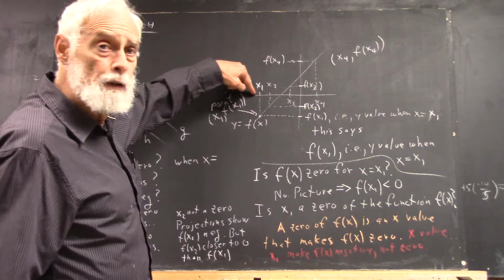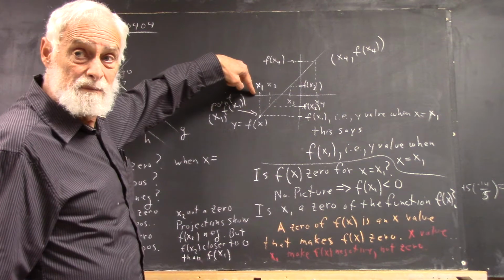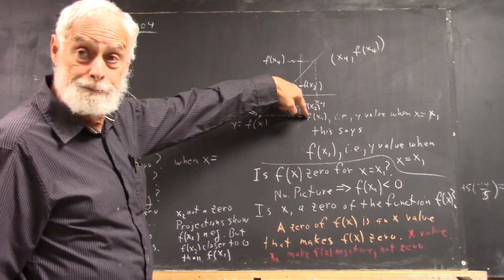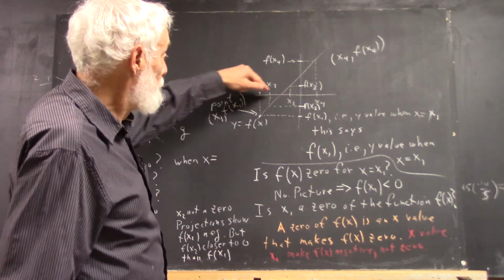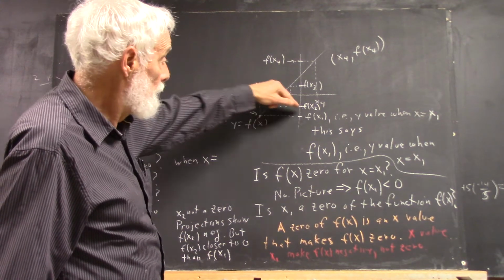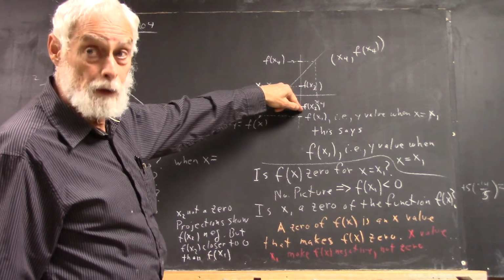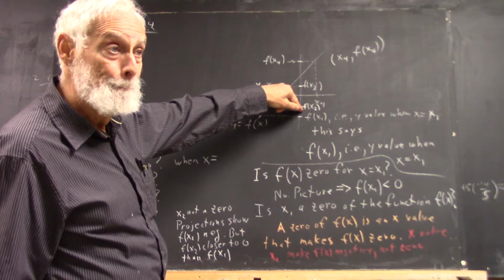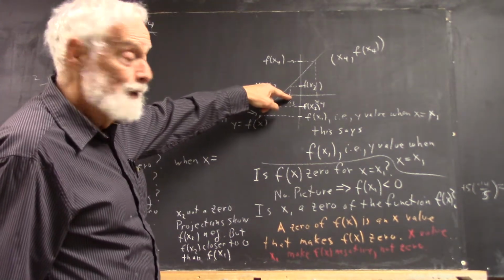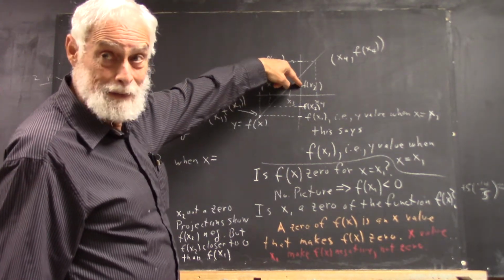So if we start here, well, the value of f is negative. If we move to here, the value of f is still negative, but it's getting closer to 0, right? Now if we go to here, the value of f is positive.